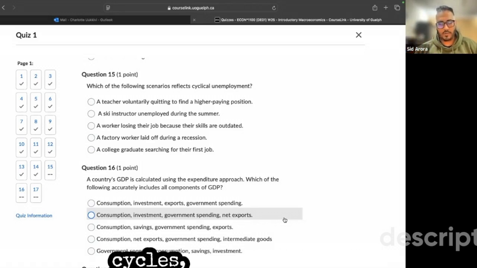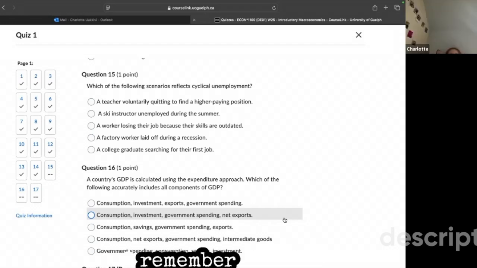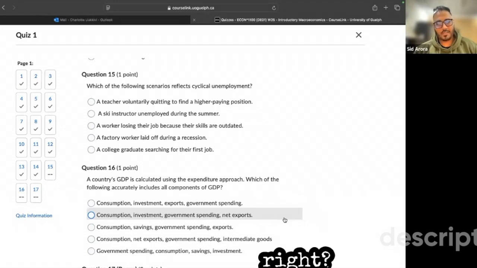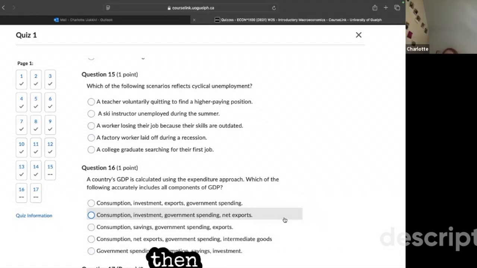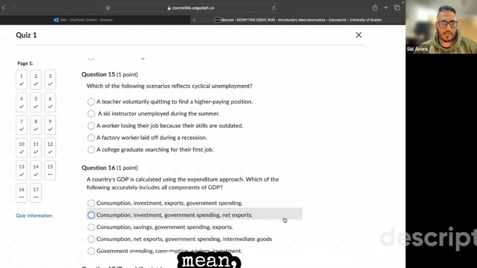There were two business cycles, if you remember. What were they? I remember there were two, but I couldn't tell you the names. So it's growth and recession, right? Either the economy's GDP is increasing, then it's growth. If the GDP is decreasing, then it's a recession. So, I mean, that tells you the answer.